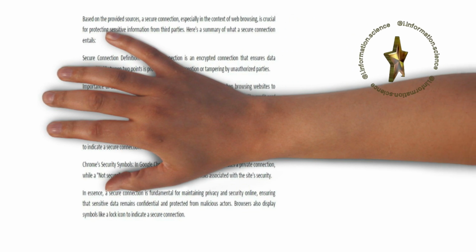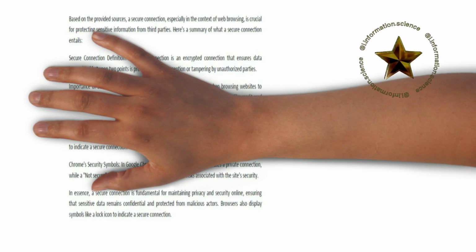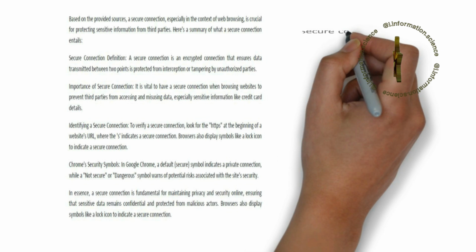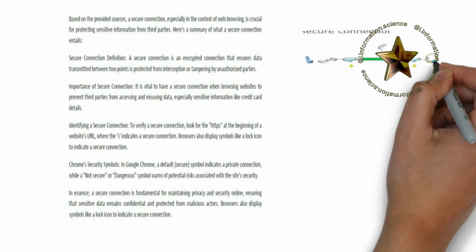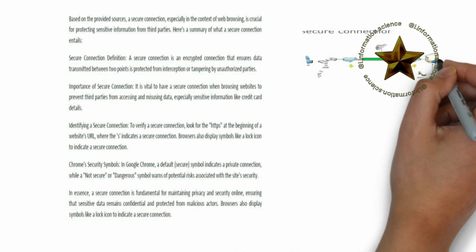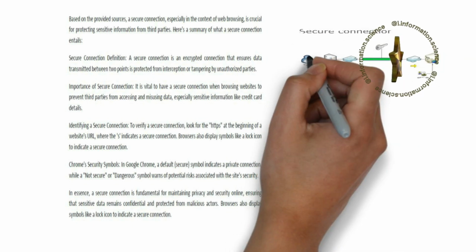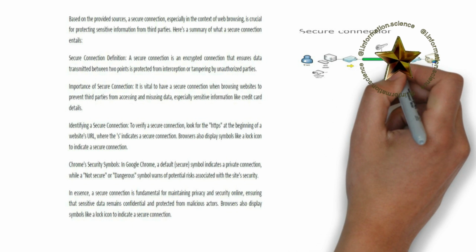Based on the provided sources, a secure connection, especially in the context of web browsing, is crucial for protecting sensitive information from third parties. Here's a summary of what a secure connection entails. Secure connection definition: a secure connection is an encrypted connection that ensures data transmitted between two points is protected from interception or tampering by unauthorized parties.